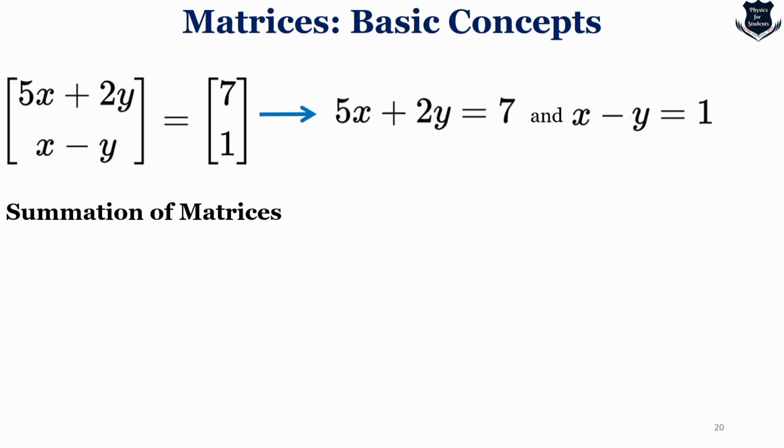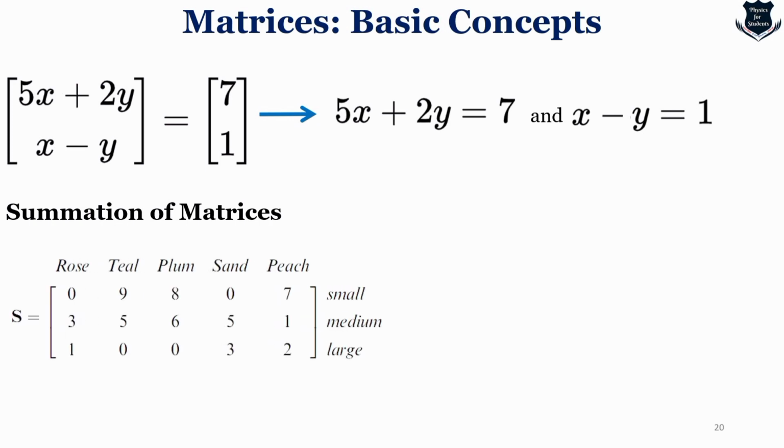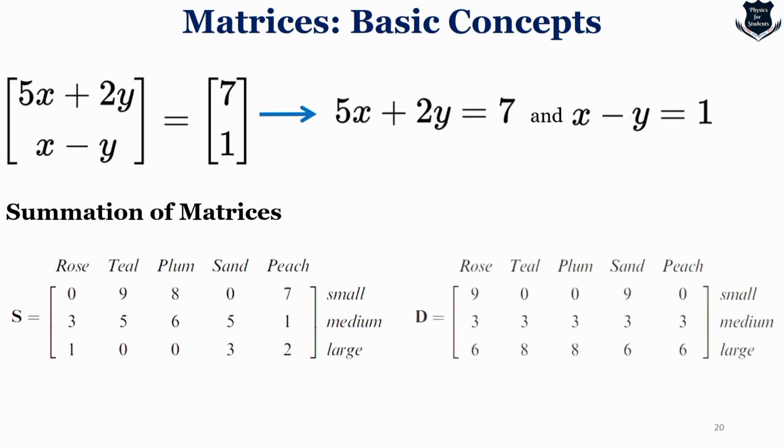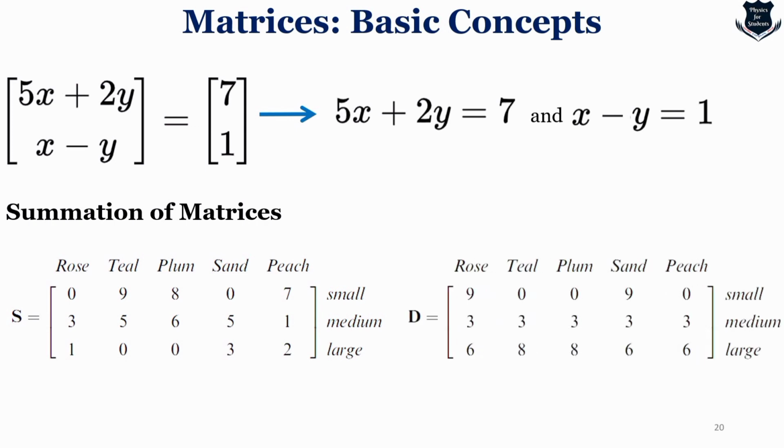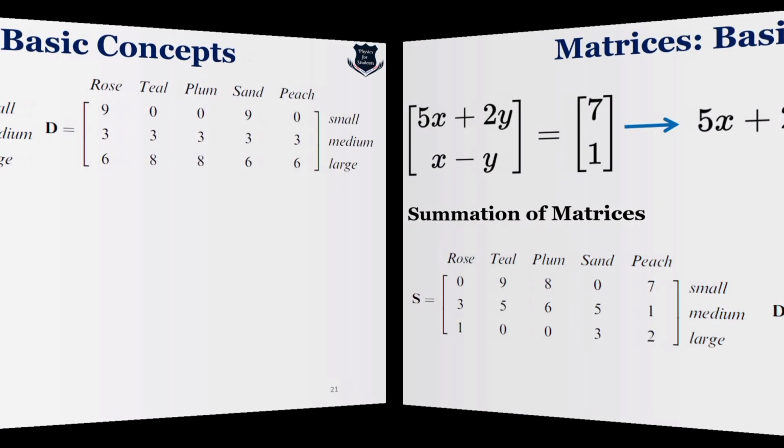Okay, now that we understood matrices, let us see one simple operation, which is the summation of matrices. We take the same t-shirt example and another batch which comes by the evening. So S is something which is coming to the inventory in the morning and D is coming in the evening. Now we need to add it up. How do we do this?